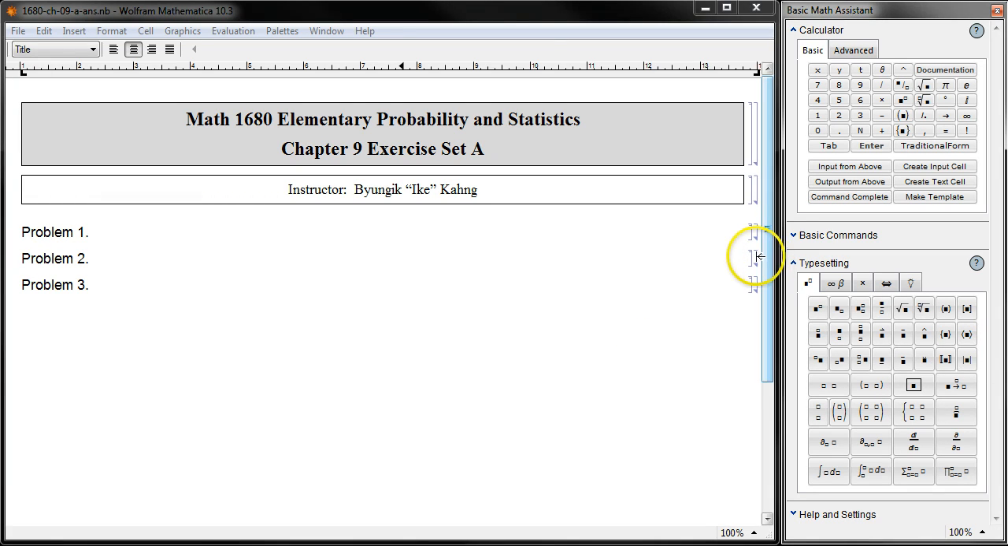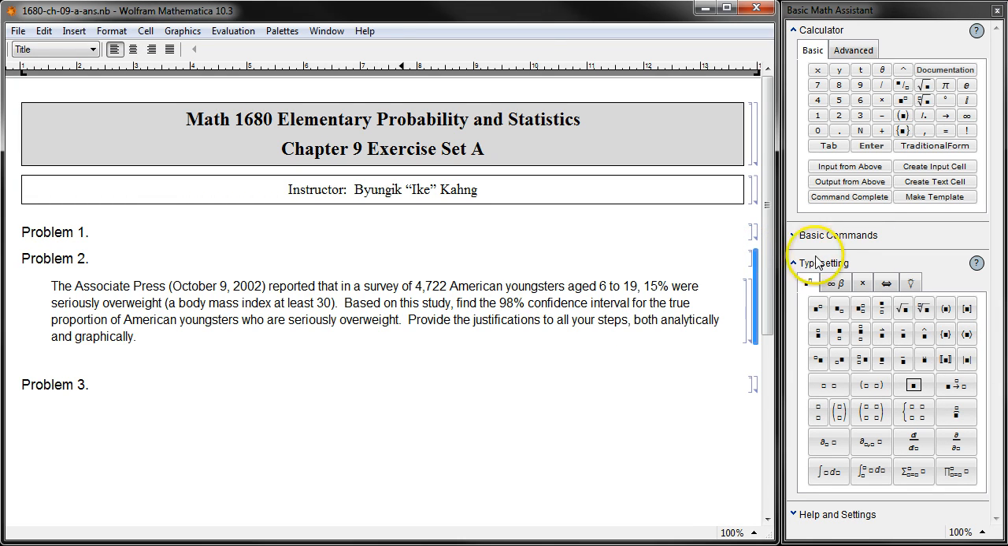Now let's go to problem 2. The Associated Press reported that in a survey of 4,722 American youngsters aged 6 to 19, 15% were seriously overweight. What do you mean by serious overweight? A body mass index at least 30. Based on this study, find a 98% confidence interval for the true proportion of American youngsters who are seriously overweight. Provide the justifications to all your steps, and so on and so forth.